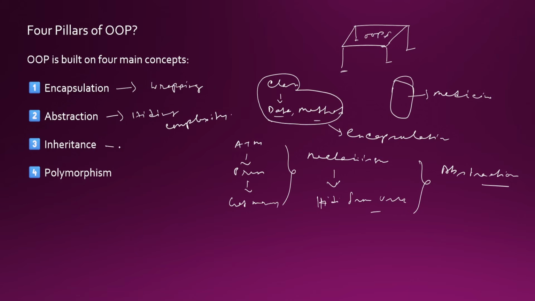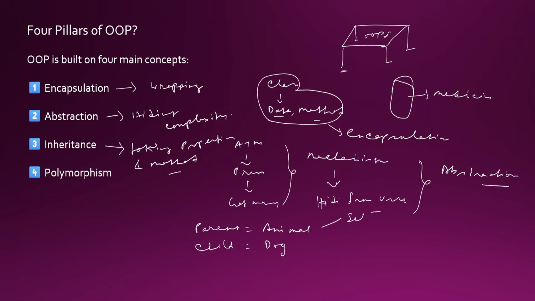Next is inheritance. Inheritance means taking all the properties and methods from one class to another class. That is called inheritance. That means, for example, if you think like parents, okay, parent is animal, okay, and child is dog. Now this animal can sleep, right?